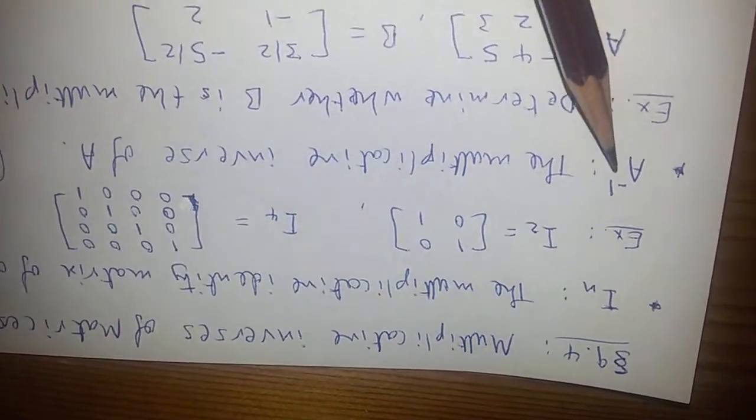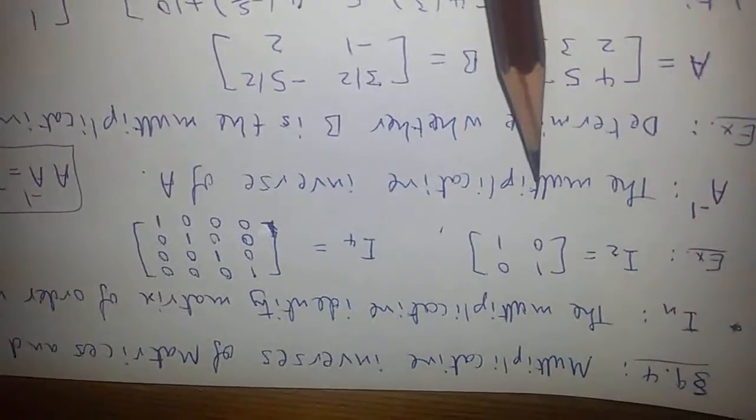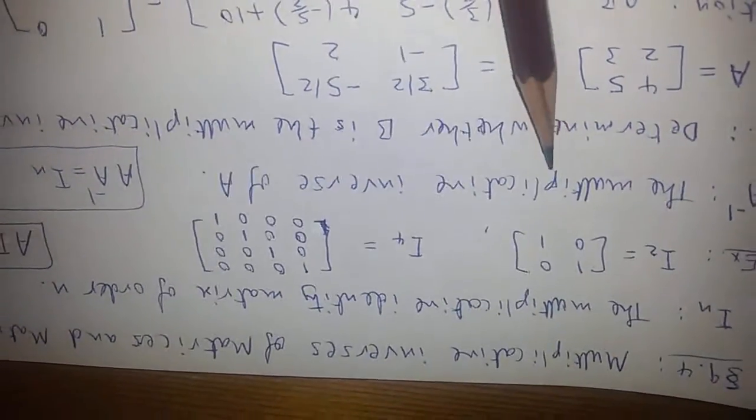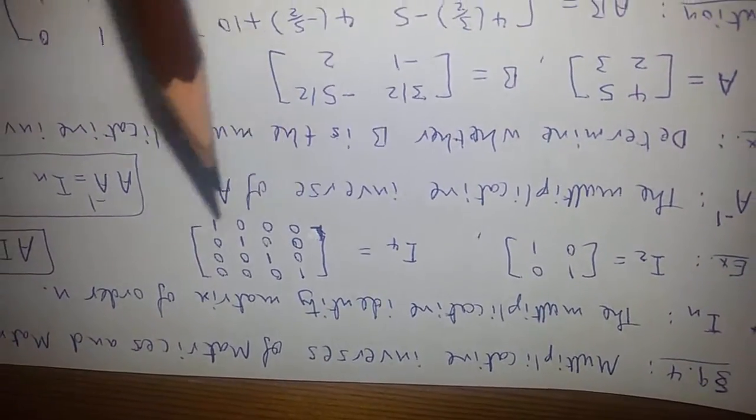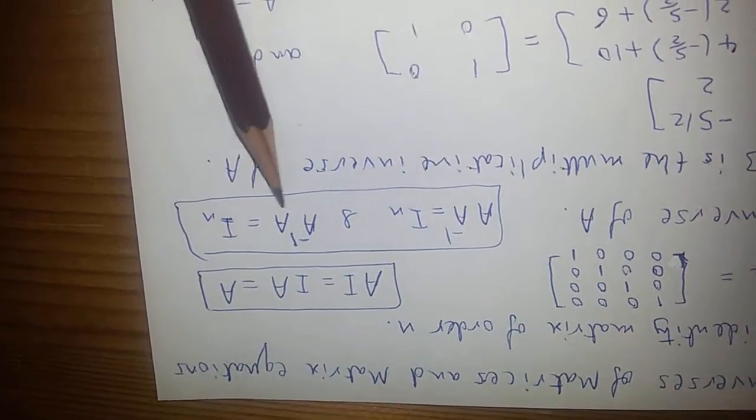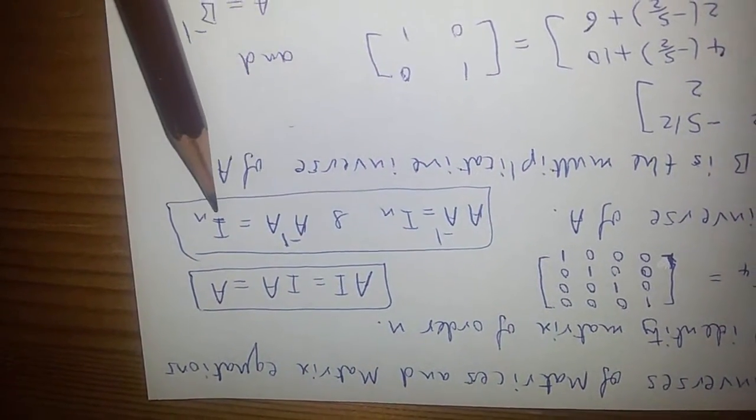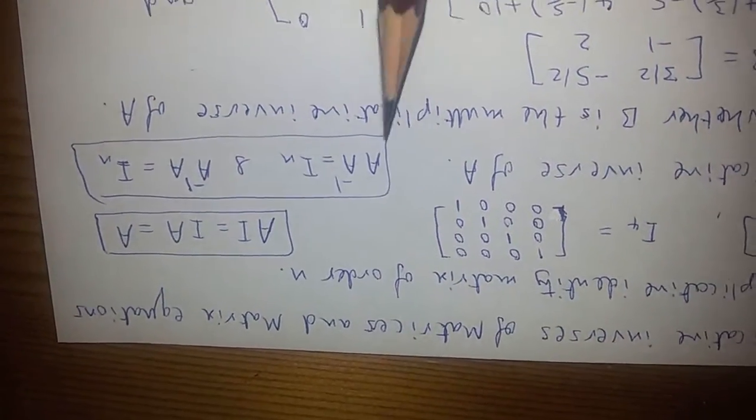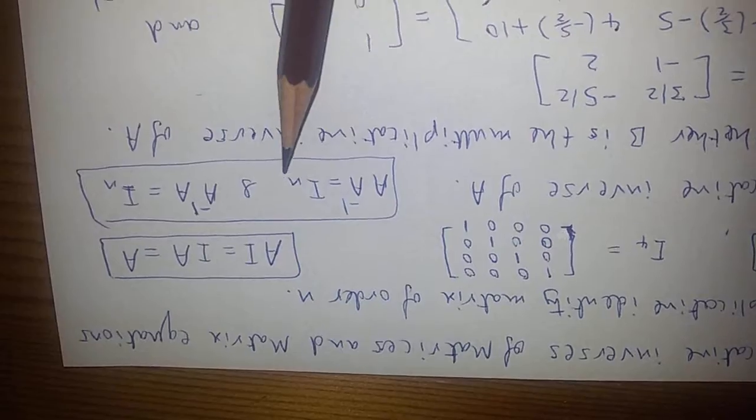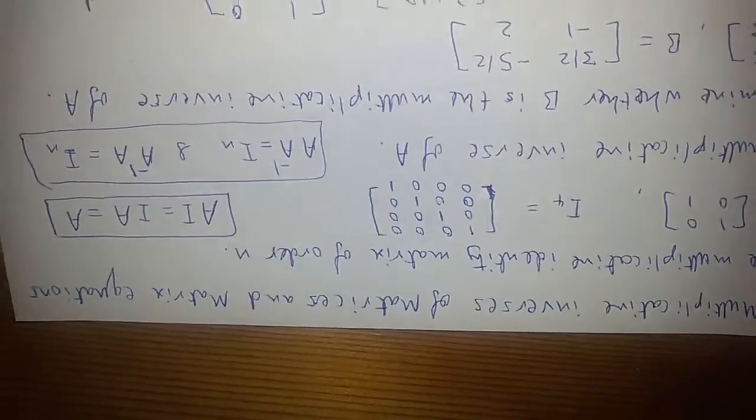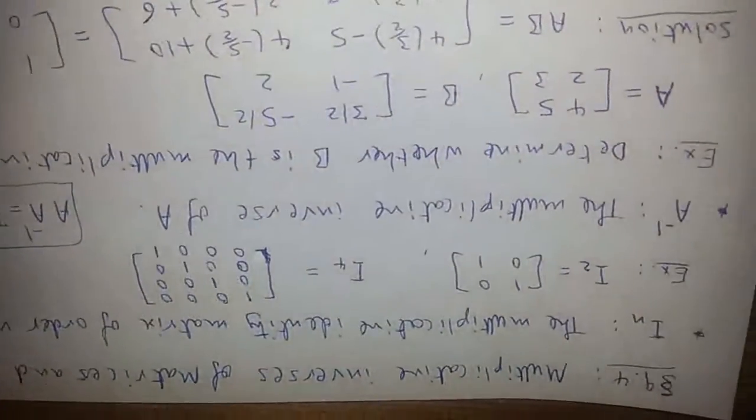Now this symbol A inverse is reserved for the multiplicative inverse of A. By the multiplicative inverse of A, we mean the matrix A inverse, in which when we multiply A inverse by A, either from the right or from the left, we get the identity matrix. So if you multiply A by A inverse, you get the identity matrix, which is this one or this one, depending on the size of A.